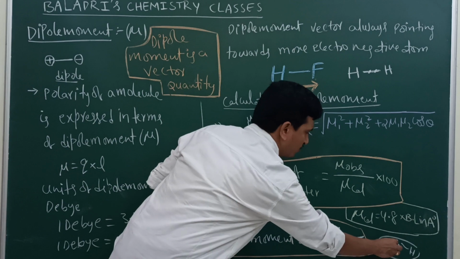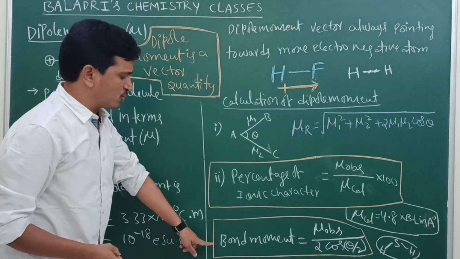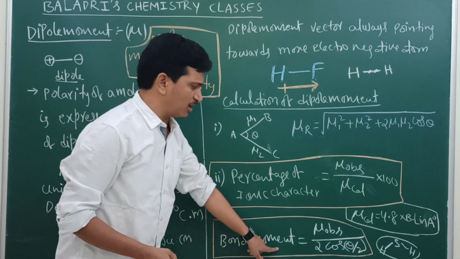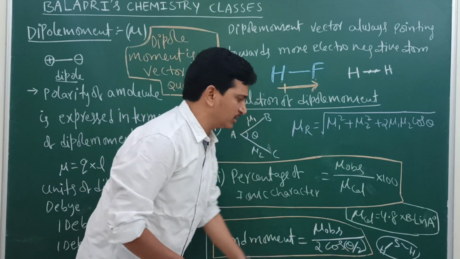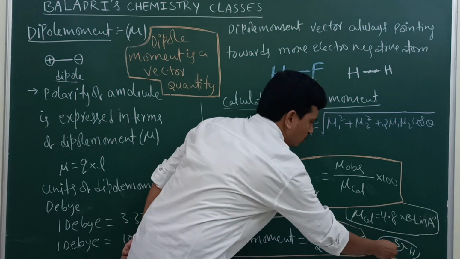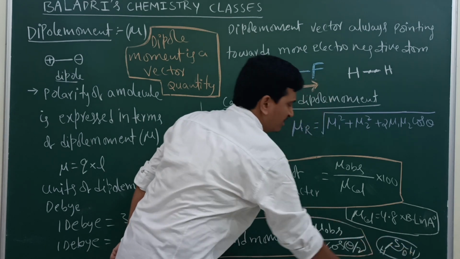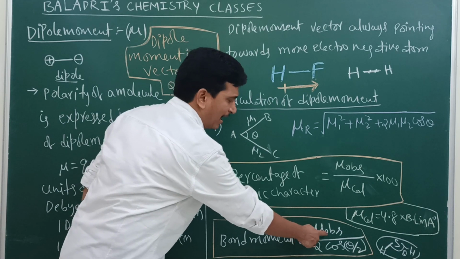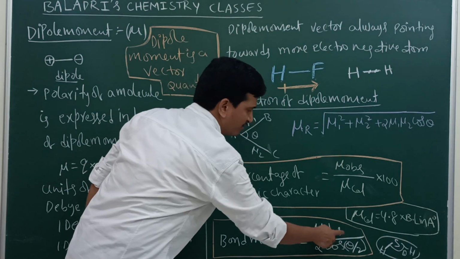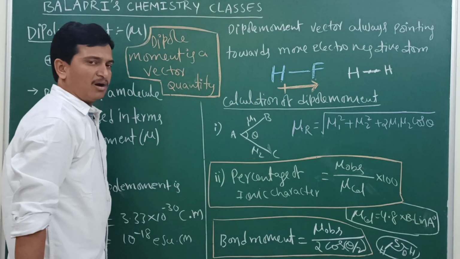For the S-H bond, if you want to find the bond moment, we can use this formula. Bond moment is equal to observed dipole moment divided by 2 into cos theta by 2. Theta is the angle between these 2 bonds. So when you know the dipole moment of a molecule and the bond angle, we can find the bond moment of a bond.